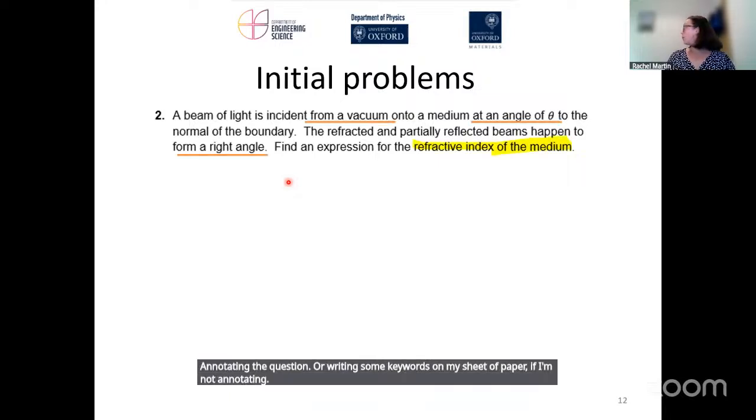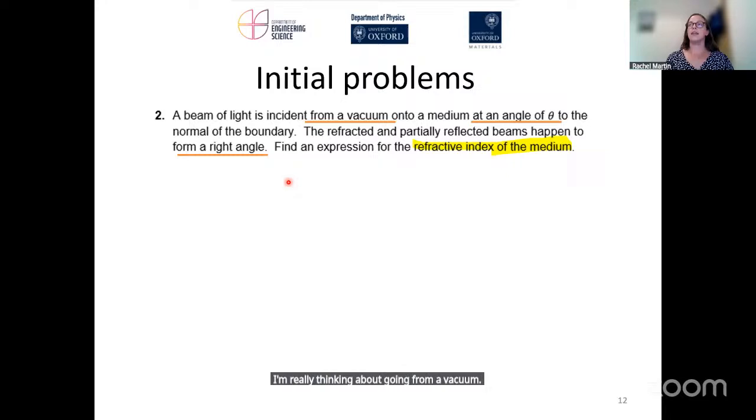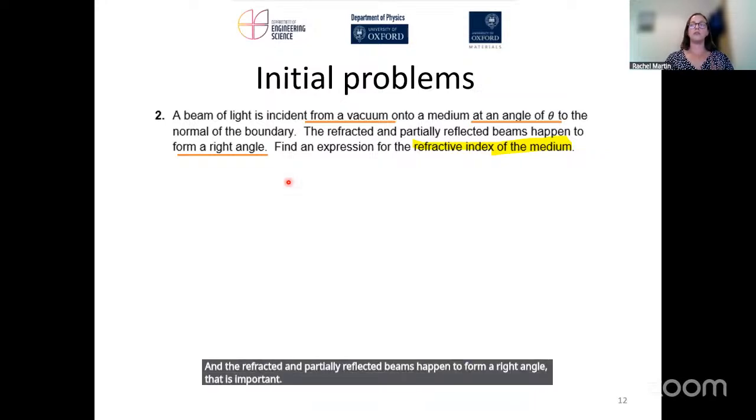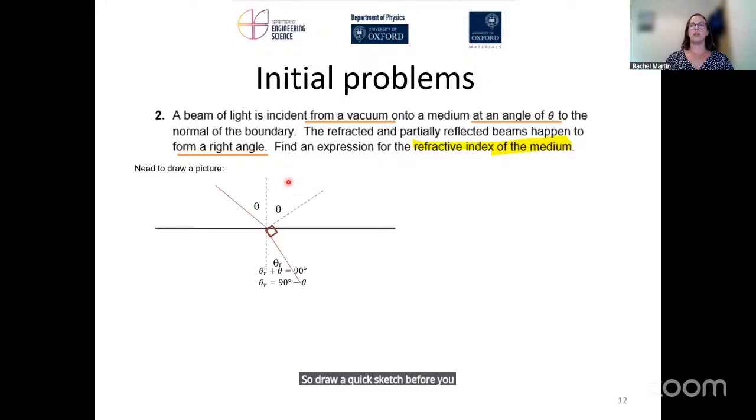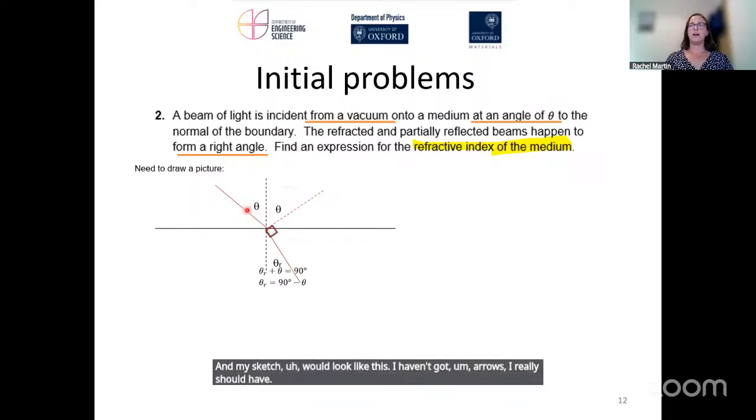I'm really thinking about going from a vacuum into a medium at angle theta, and the refracted and partially reflected beams happen to form at a right angle. That is important. So draw a quick sketch before you go straight to it. And my sketch would look like this. I haven't got arrows, I really should have. I'll think about that another day.